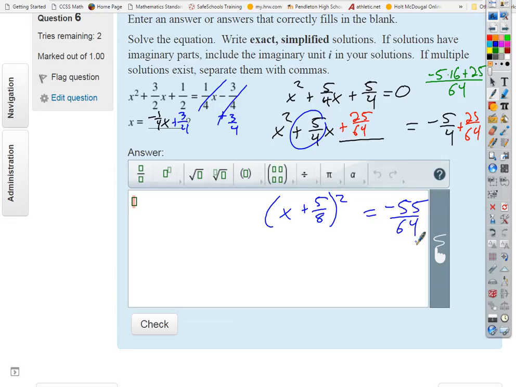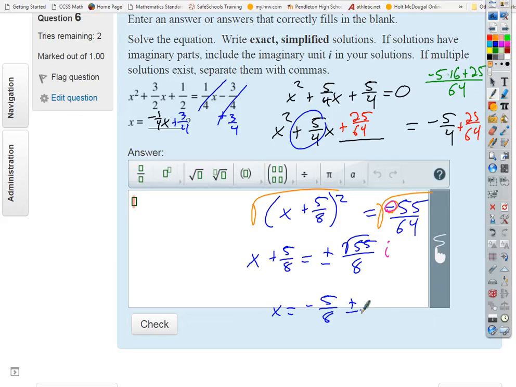Okay? So now I isolate x by first square rooting both sides. I've got a negative there, so it's going to give me an i. And so I get x plus 5/8 equals plus or minus the square root of 55, which does not simplify, over the square root of 64, which is 8. And then the negative inside the radical becomes an i outside the radical. So all I have to do is add negative 5/8 to both sides. So x equals negative 5/8 plus or minus the square root of 55 over 8 times i.